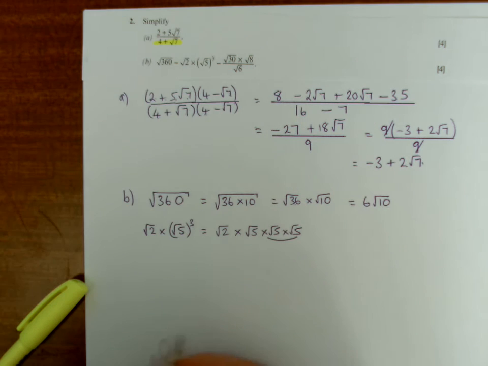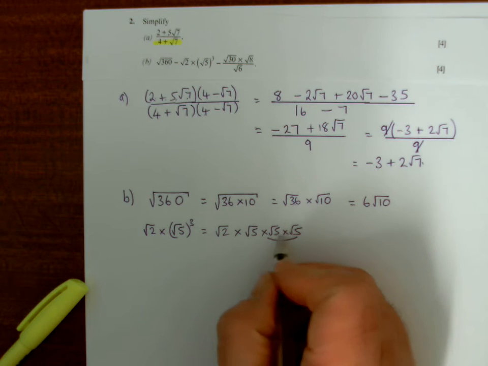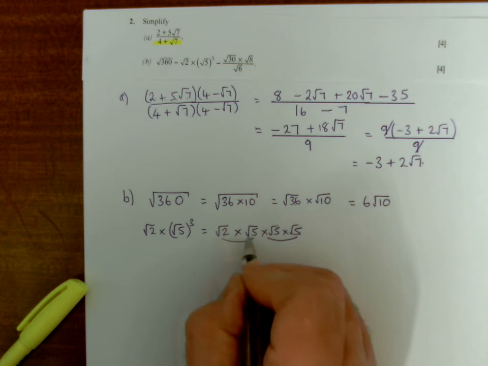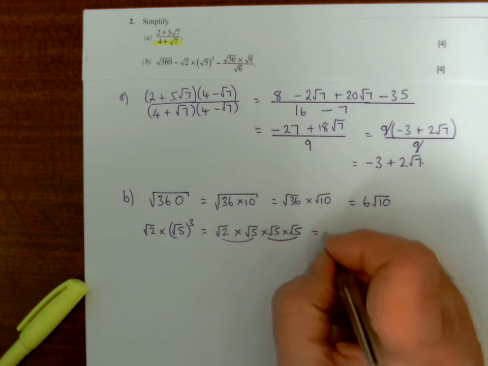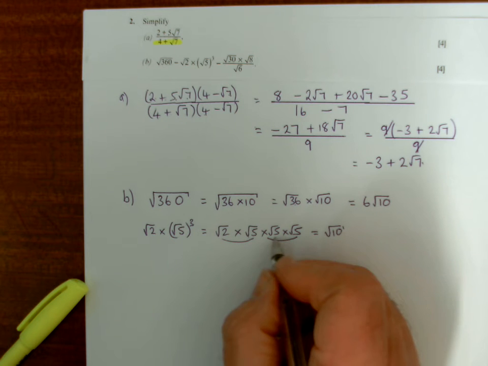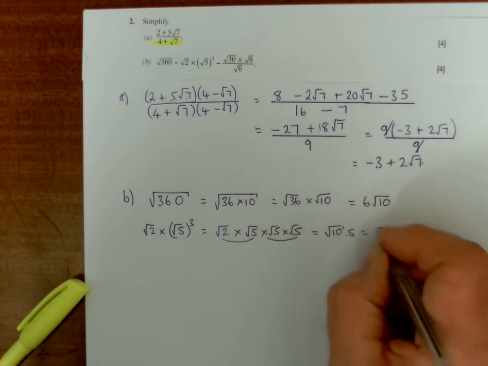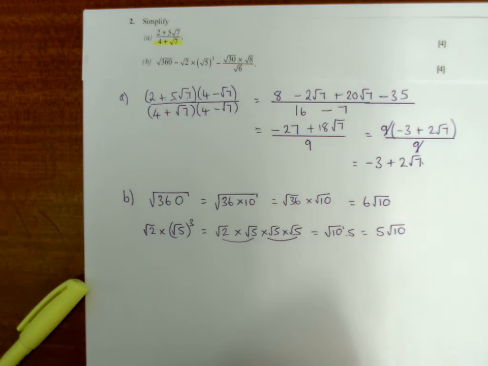Those two will pair up to give me just 5. And these two will give me root 10. So the first two are root 10. And the second, root 5 times root 5 is 5. So writing that in a better way, that's 5 root 10.